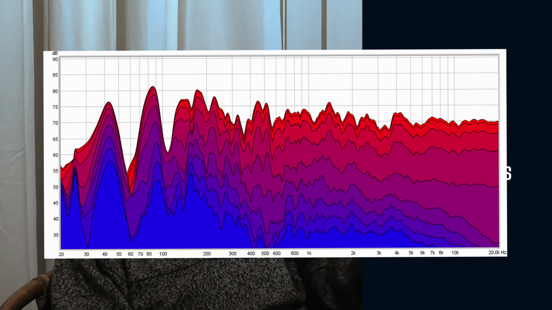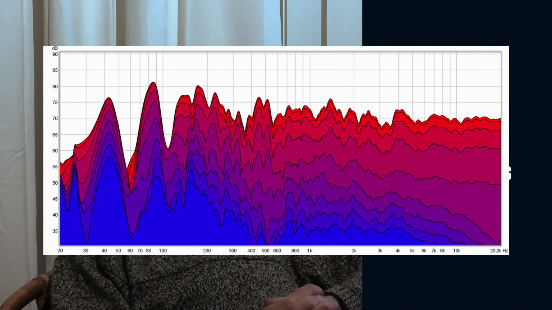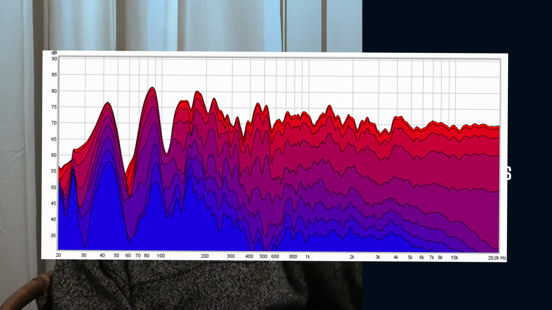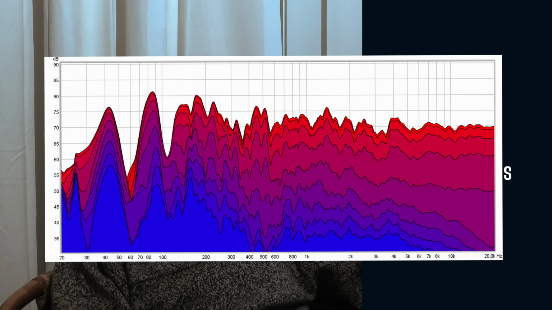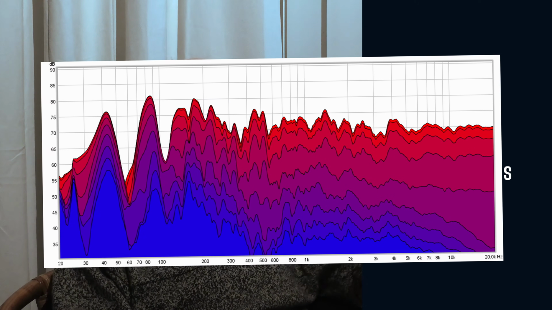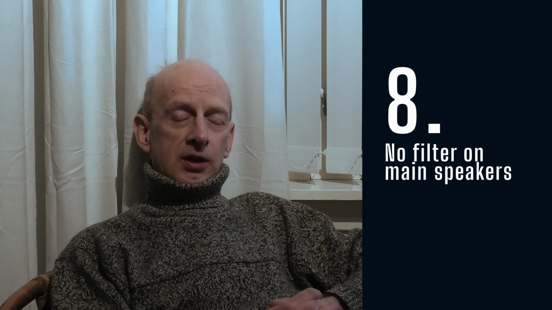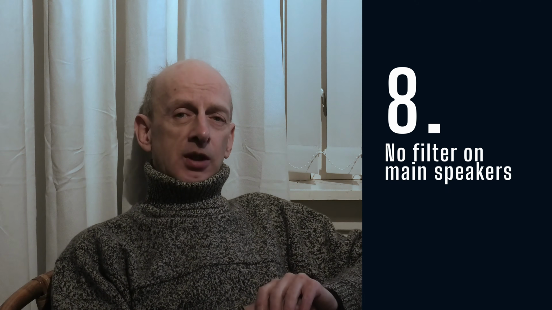You will see a graph of a typical main speaker. This one rolls off below 30 Hz, but there's a big hole and then there's a big resonance. If we let this speaker play all the way down, this resonance right around 40 Hz is still present. If we calibrate the subwoofers so they are perfect, that doesn't help, because the main speakers are still playing along and destroying everything.